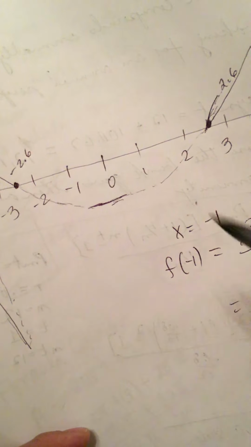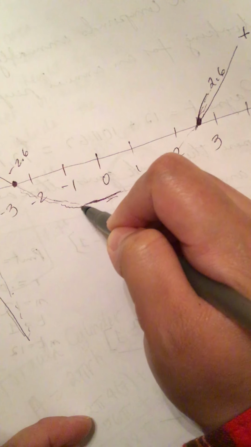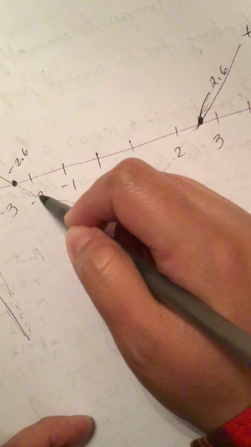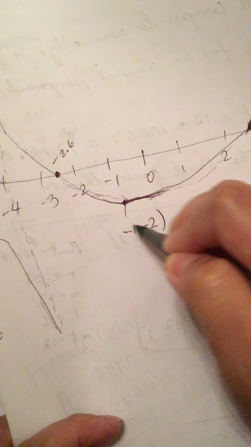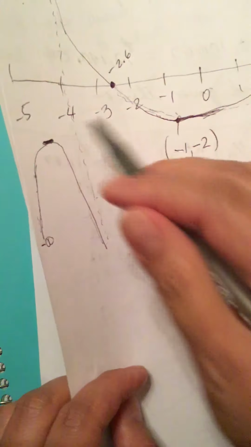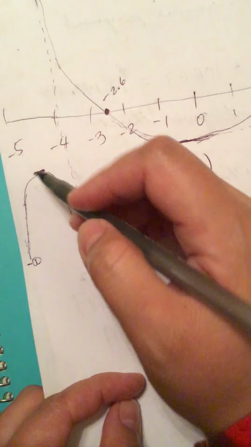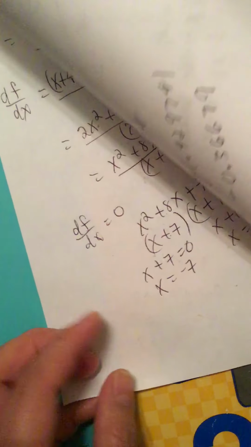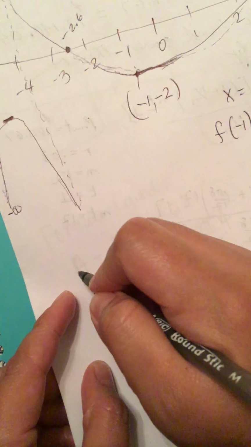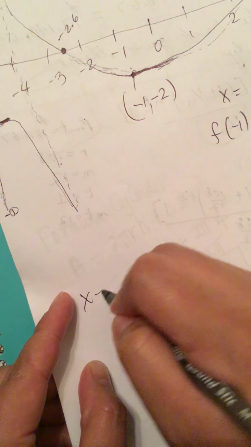So my drawing is a little off, but here is the low point, and then it goes back. So here's the low point. This is minus 1 and minus 2. Now the other part of this graph is the maximum. We found that x is equal to minus 7. So x is equal to minus 7.